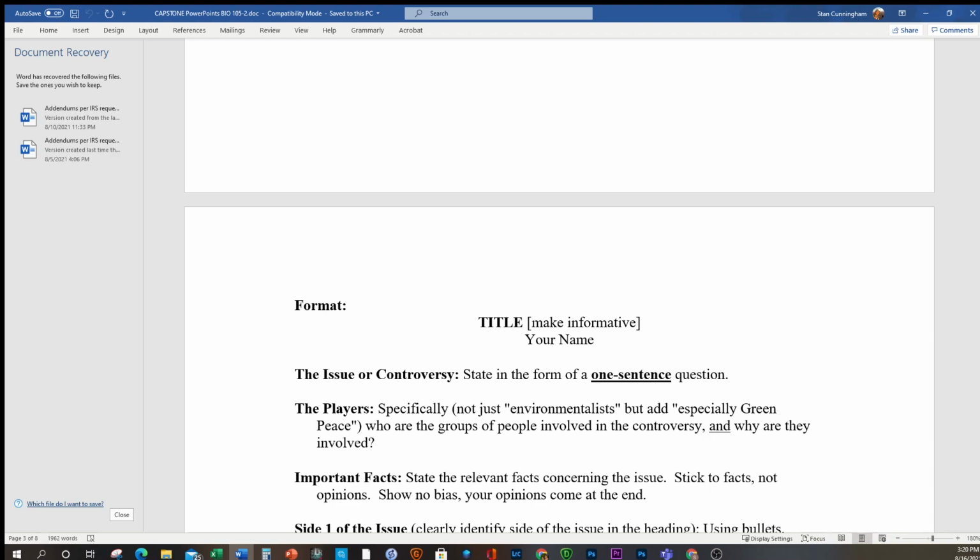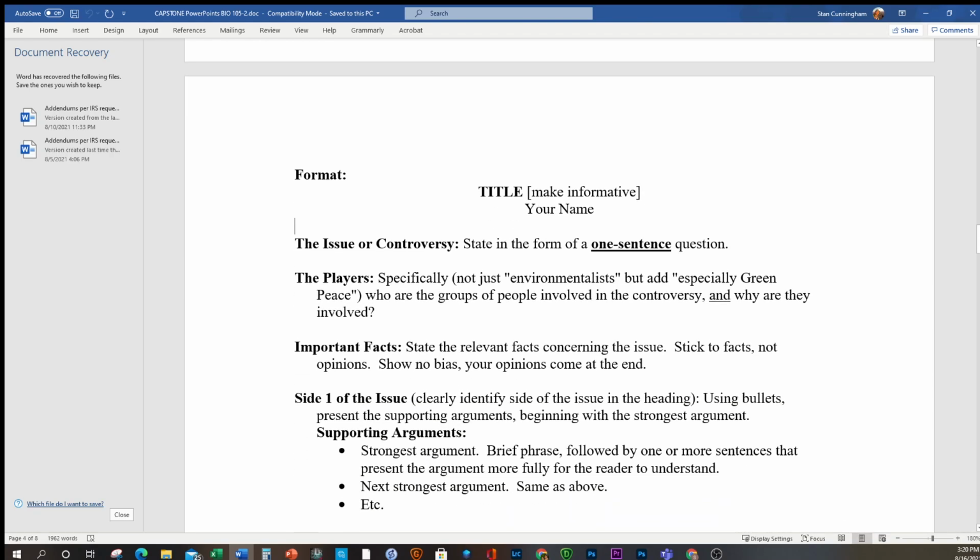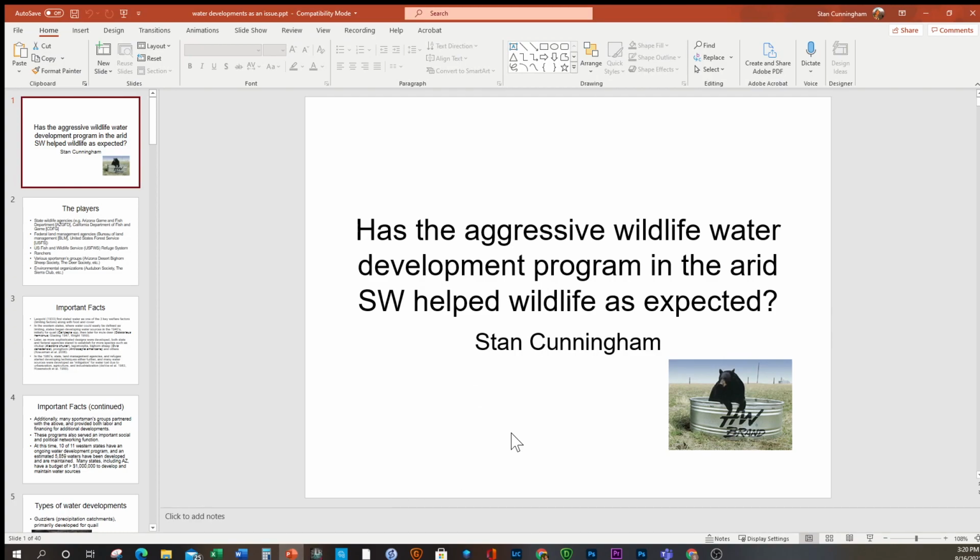If you're going to have to do a bunch of research, then you're going to have to pick stuff you're interested in. So going over the format, and I go into quite a bit of depth in this document on it. I want you to state your issue in a one-sentence question. So let's look at something real quick on a PowerPoint I did for when I was teaching wildlife biology at ASU.